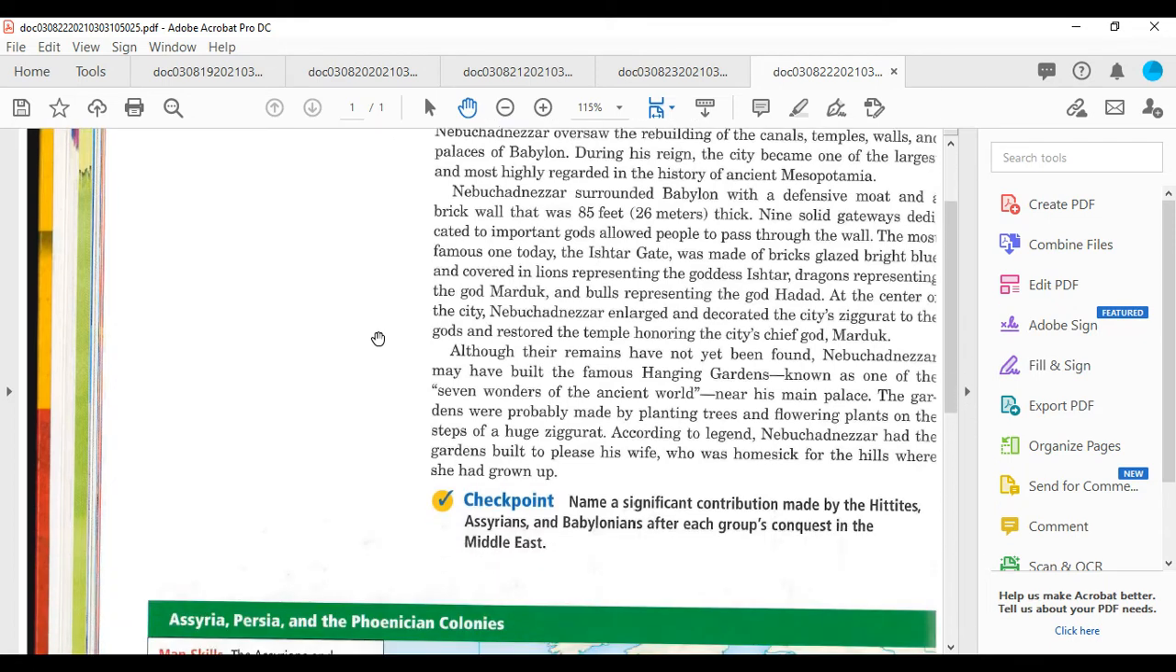Although the remains have not yet been found, Nebuchadnezzar may have built the famous Hanging Gardens, known as one of the 7 wonders of the ancient world, near his main palace. The gardens were probably made by planting trees and flowering plants on the steps of a huge ziggurat. According to legend, Nebuchadnezzar had the gardens built to please his wife, who was homesick from the hills, where she had grown up.